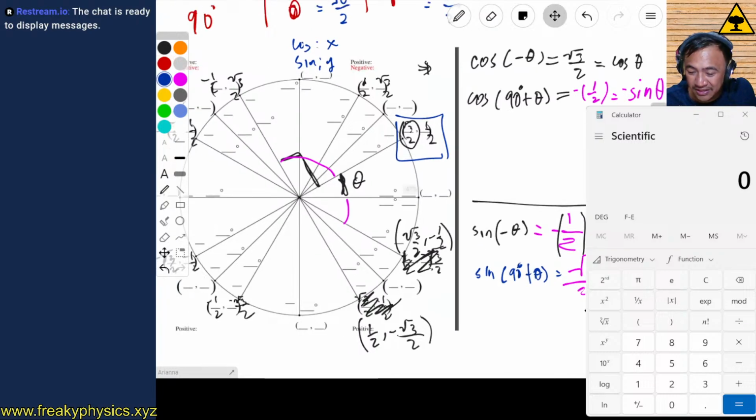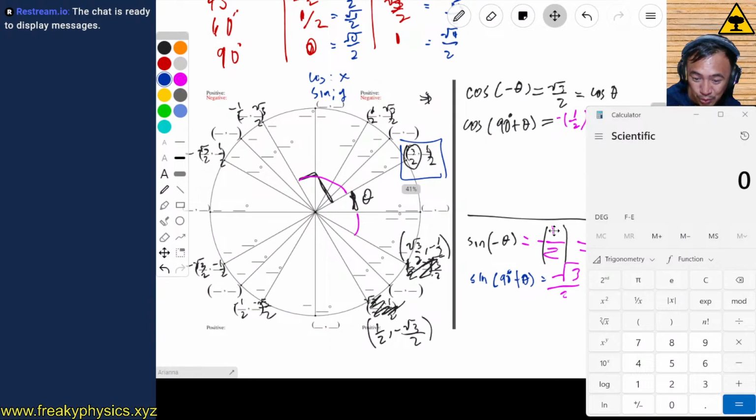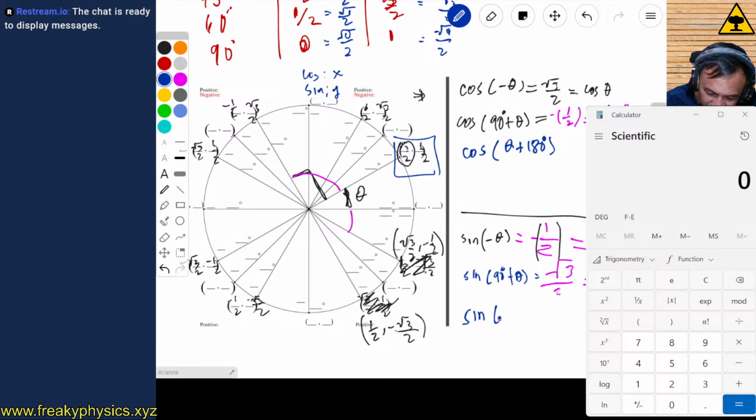Now, we can do a lot of these, like I said earlier, but I think we'll do one more. Later on, you can use this to prove your other trigonometric identities, but let's do this last one for now. What is the cosine of theta plus 180 degrees? And also the same here, what is the sine of theta plus 180 degrees?